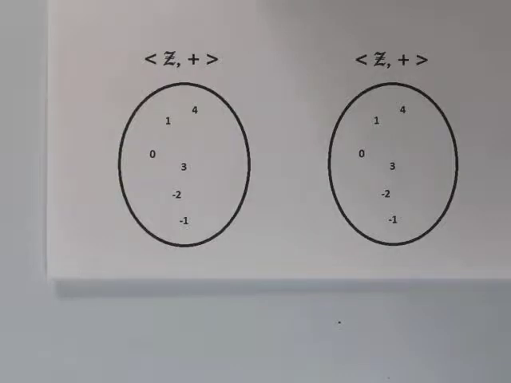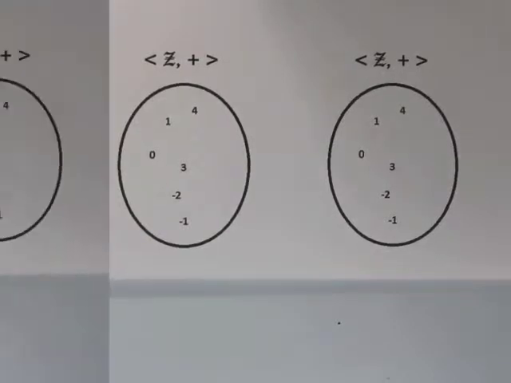So I'll be looking at things that are not isomorphisms between the integers under addition and the integers under addition. And then I'll conclude with the actual proof of an isomorphism between the group of integers under addition and a group of integers under addition.